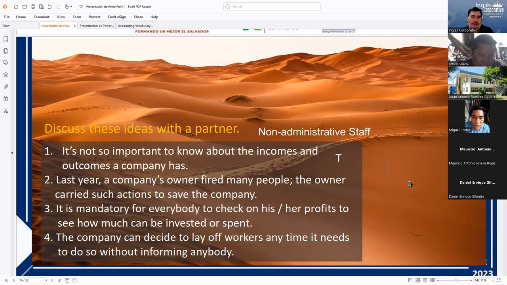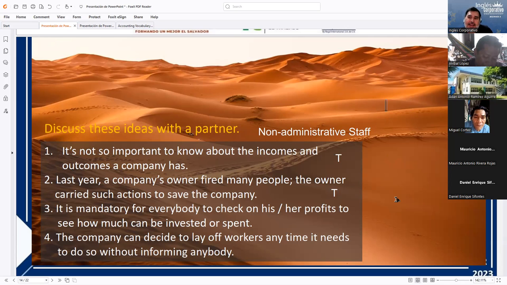Do you agree with this? Let's say, is this important to non-administrative staff or not? Last year, the company's owner fired many people. The owner carried out such actions to save the company. Is it important to non-administrative staff? Yes, right. This is important. Why? What if you are next? What happens if you are next? You're going to be fired. Okay.